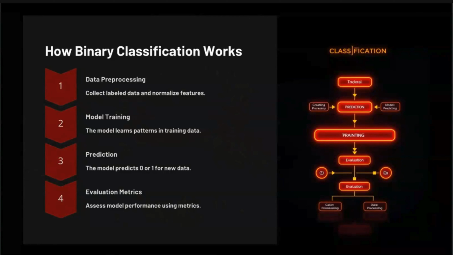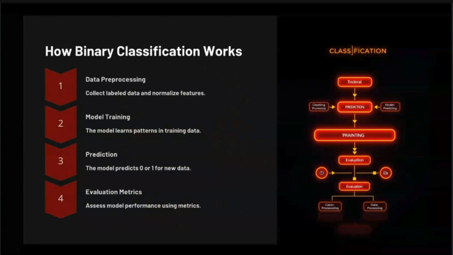Then we train a model, we create a model. The model learns patterns in the training data and uses an algorithm like logistic regression. Then we do the prediction: given new data, the model predicts zero or one.